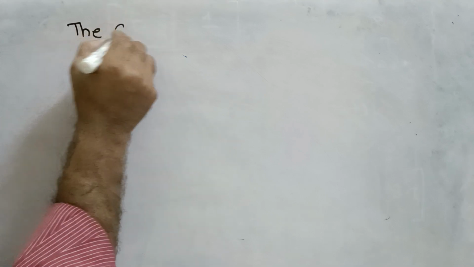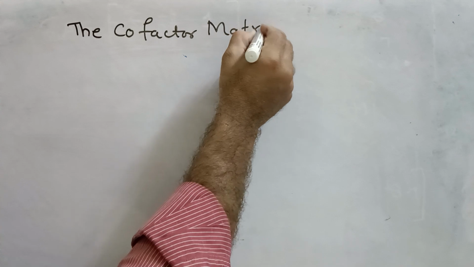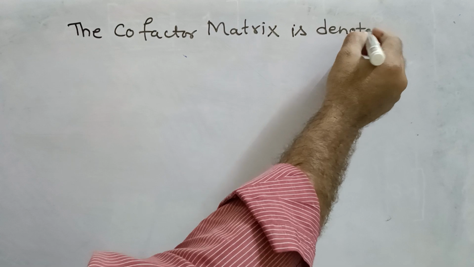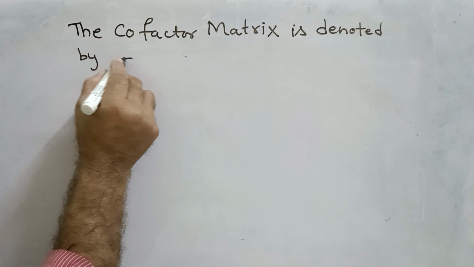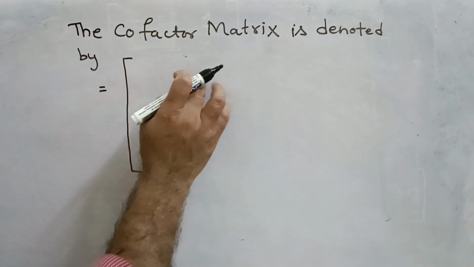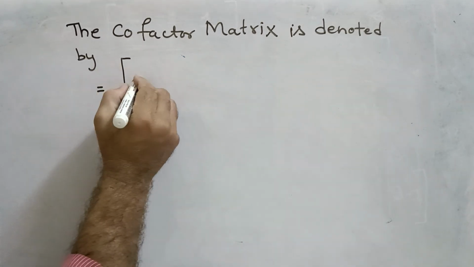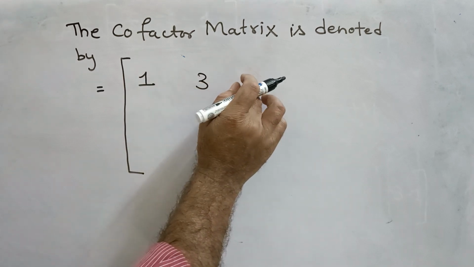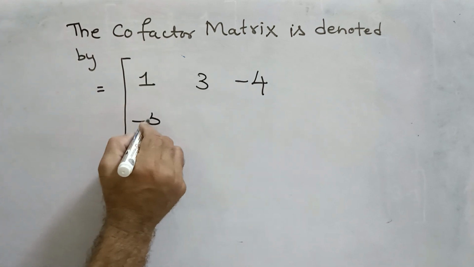The cofactor matrix is given by like this. You have to write the cofactors with respect to each element. What is the cofactor of 2 actually? It is 1, no? The cofactor of the second element is 3. The cofactor of this third element is minus 4. Following or not? The cofactor of the first element is minus 5.